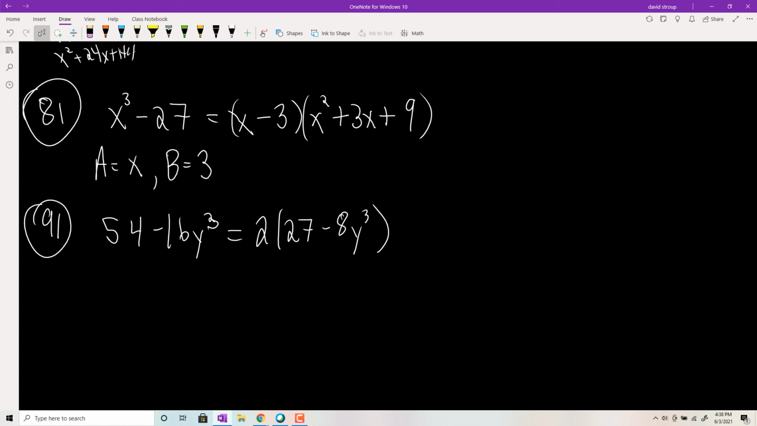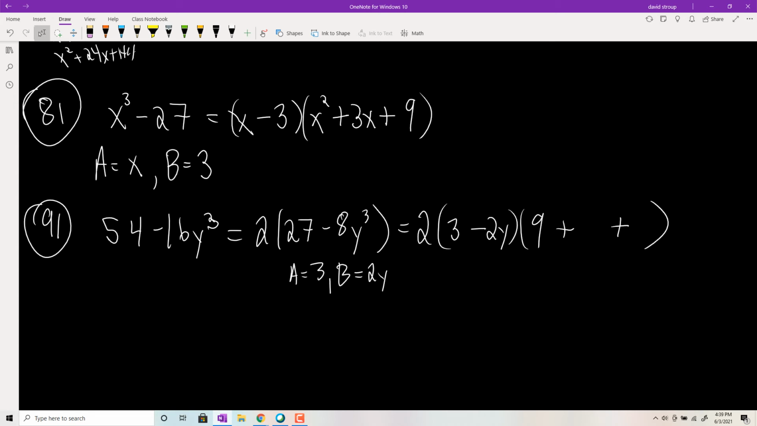And it looks like for this guy, what times what is 27? That's 3. What times what is 8y cubed? That one is 2y. Okay, so I can set up my parentheses: same, opposite, always positive. And what do we have? A minus b times a squared plus ab, 6y, plus b squared. 2y squared is 4y squared.